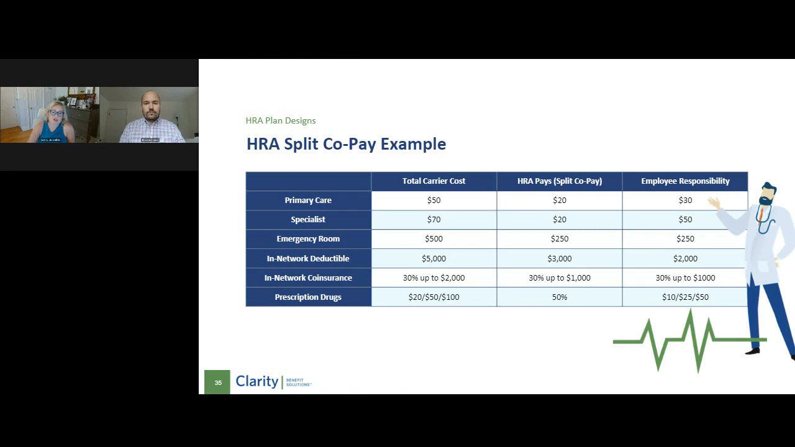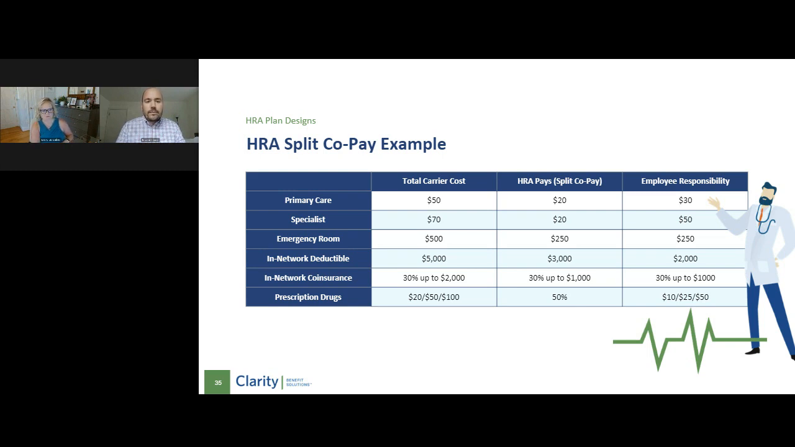And let's take a closer look at how split copay design might work. Now, this chart shows various services, the total copay cost for each, and how the HRA and the employee might split the cost. Eddie, would you walk us through this creative plan design? Yeah, this fits into that example you just gave, Becky. So this is definitely a more complex HRA plan design, but I think everyone might appreciate the concept.